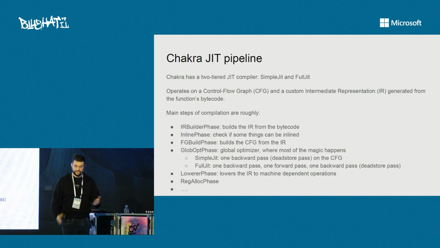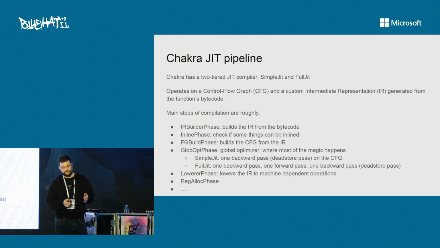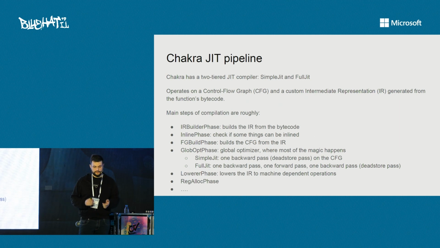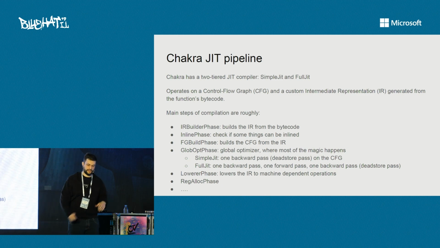Chakra has only one JIT compiler, which is two-tiered. The two names are simple JIT and full JIT. For the purpose of this talk, we'll only focus on full JIT because simple JIT is not super interesting from a security researcher point of view. It's pretty standard. It operates on a control flow graph and a custom IR, which is generated from the function's bytecode. The interesting bit here is that the bytecode is in a format optimized for the interpreter use case, which might not be the best thing for the JIT compiler. In other engines, you might have a transpiling phase from the interpreter bytecode to an IR that's most suited for a JIT compiler.